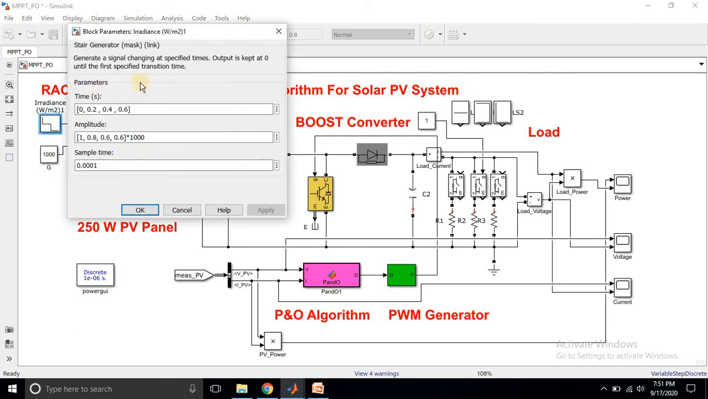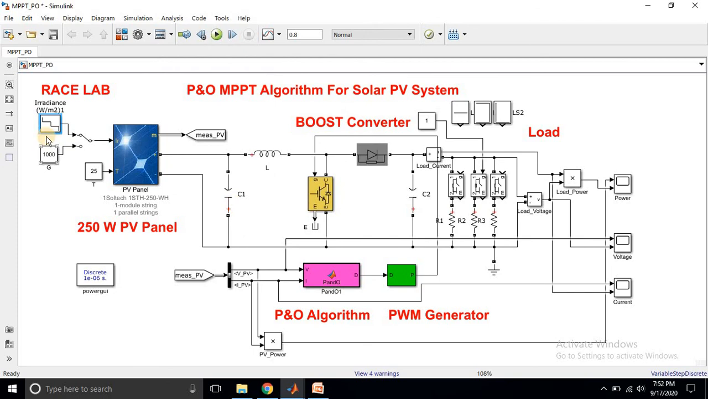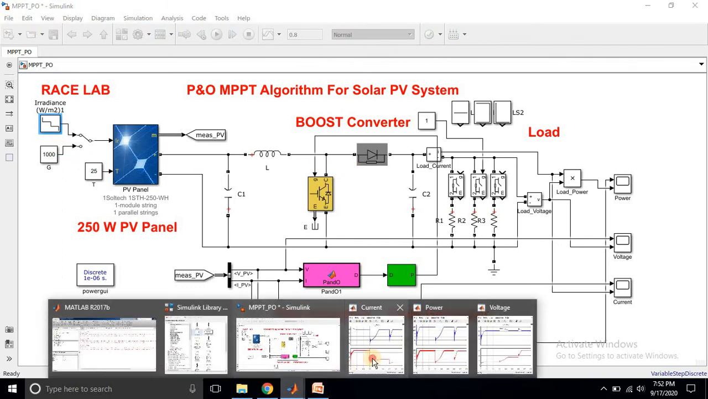That means I am going to vary the irradiation at 1000 watts per meter square, 800, 600, and 400, with a step of 0.2 seconds. And then for that variation of irradiation, what about the power extraction of the PV panel using the P&O algorithm? We can see the detail.